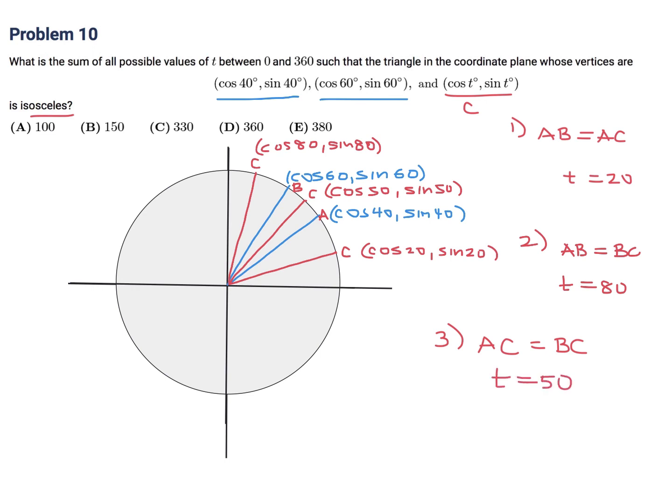And then the last one is probably the trickiest one. There's one more, I think. And that is AC and BC, if C is all the way on the other side, so exactly opposite, 50 from the origin. So that would mean this represents 180, right? So 180 plus 50, 230. Yeah, 230. So that's going to be cos 230, sine 230.